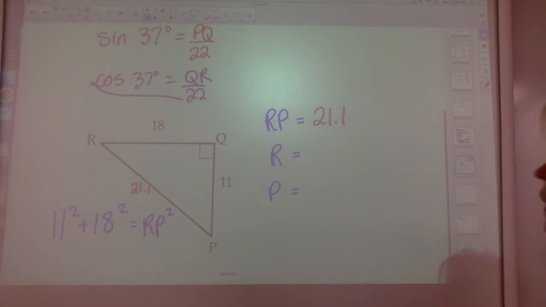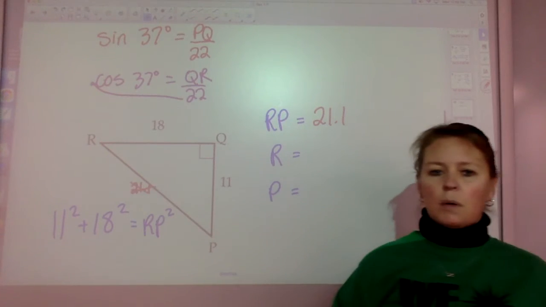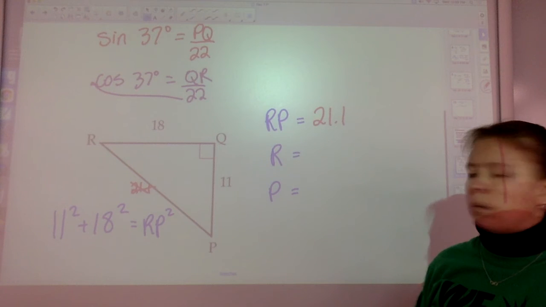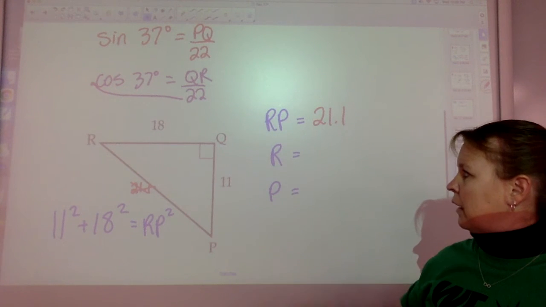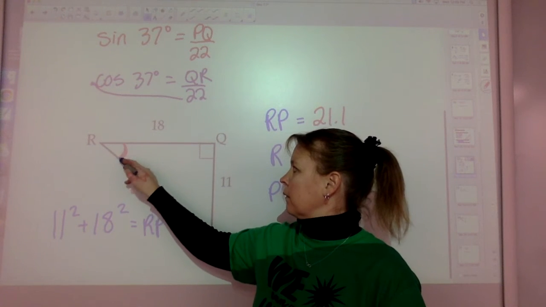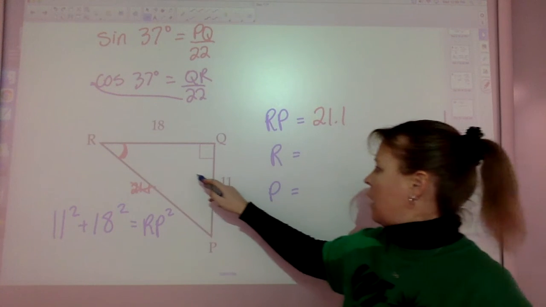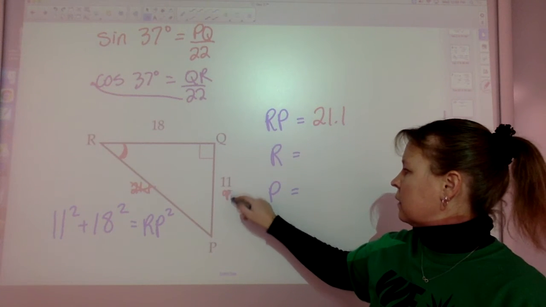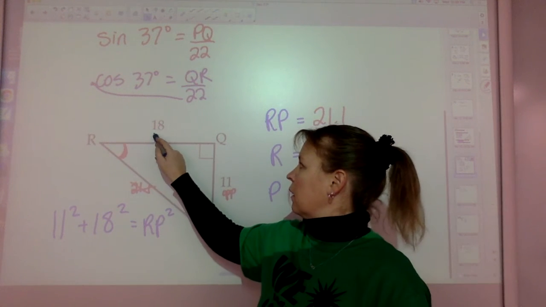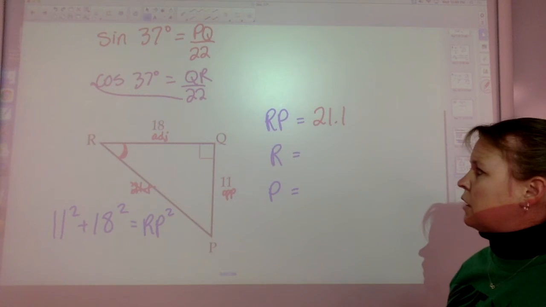Okay, now we can find angle R and angle P. We will not use this information because it wasn't given to us. We just did it to find the answer. We're going to use the given information to find angle R and angle P. So we're going to start with angle R, mark it. Where is the 11 compared to the angle R? It's all the way over here, it's opposite. Where is the 18 compared to angle R? It is adjacent.